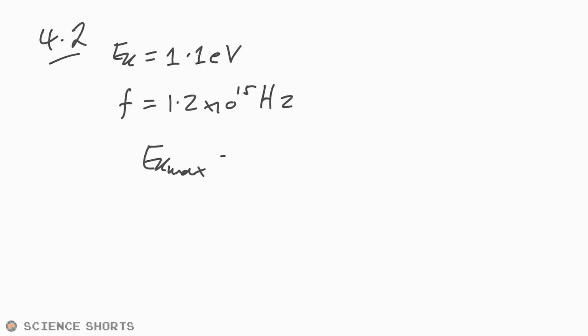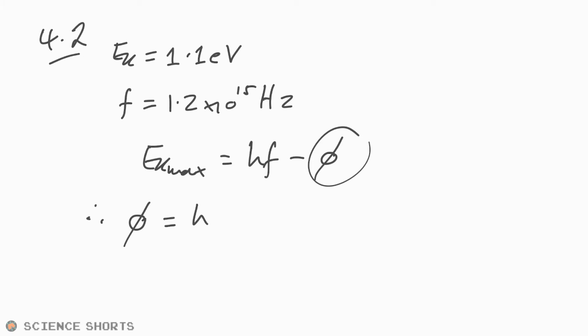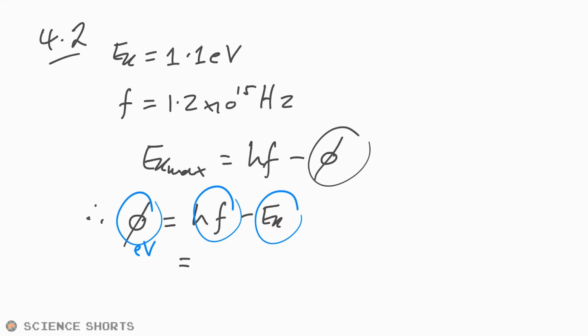E_K max equals hf minus phi. We're looking for phi, so I'm just going to swap E_K max and phi: phi is equal to hf minus E_K. I'm going to drop the max. All of these need to be in electron volts. This is an energy, this is an energy, this is an energy. We're looking for this in electron volts. This is already in electron volts, so we're going to need to convert this into electron volts.